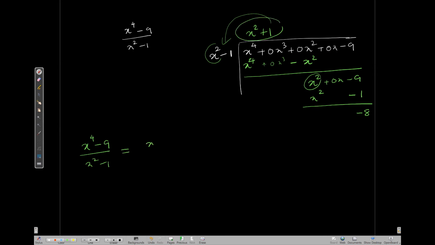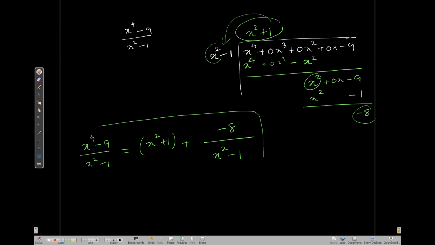So x to the fourth minus 9 divided by x squared minus 1 equals the quotient x squared plus 1, plus the remainder over the divisor. We can explain it like that.